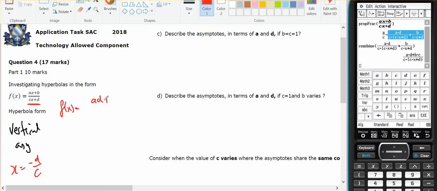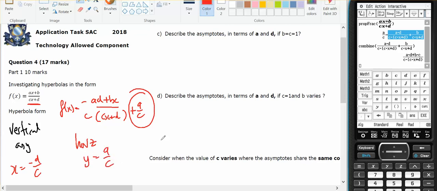AD plus BC on C, and down the bottom here we have CX plus D, plus A on C, and it's a minus maybe at the front. So therefore I have my other asymptote, which is my horizontal asymptote, which is y equals A on C.